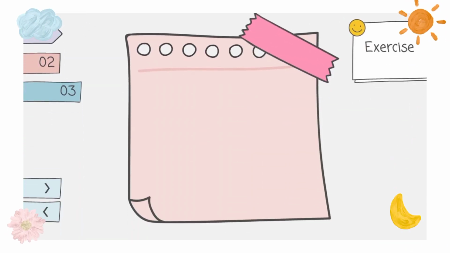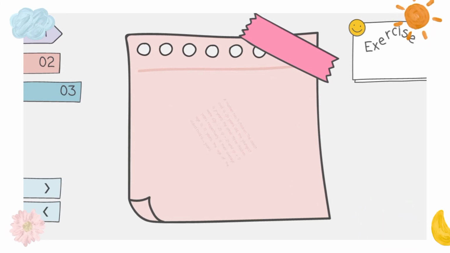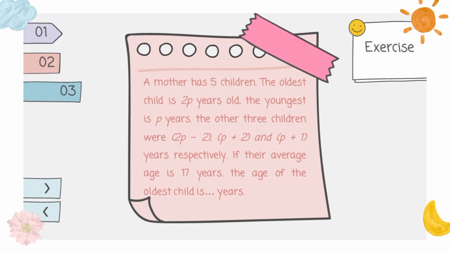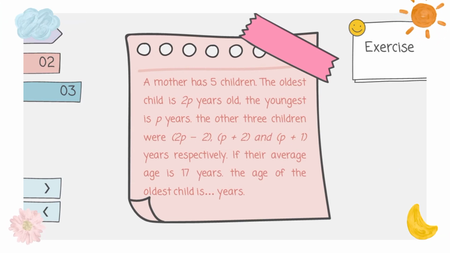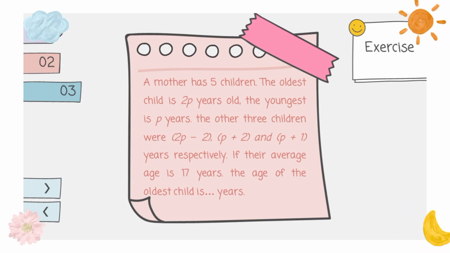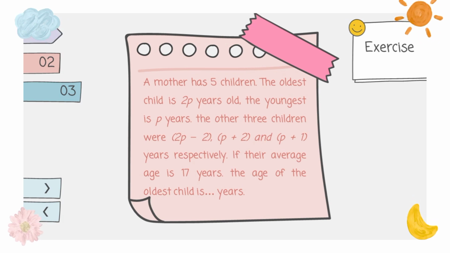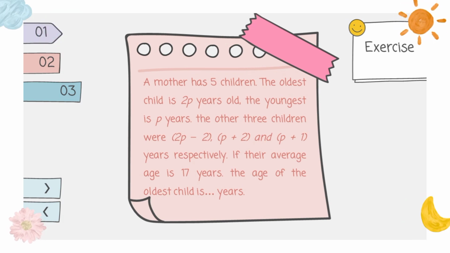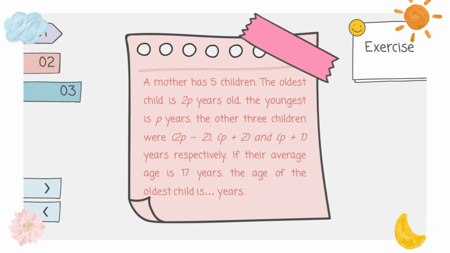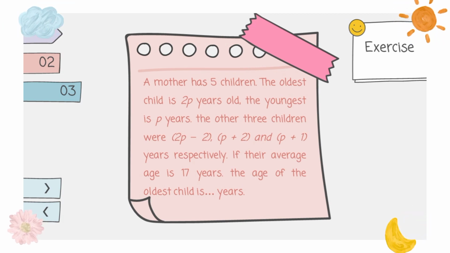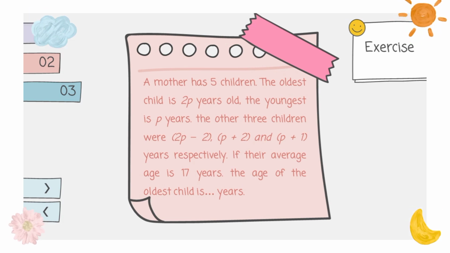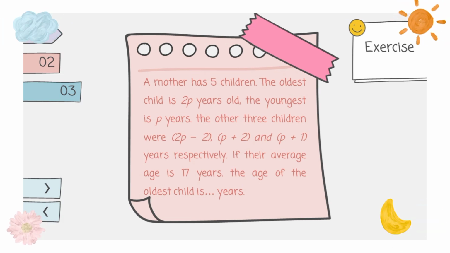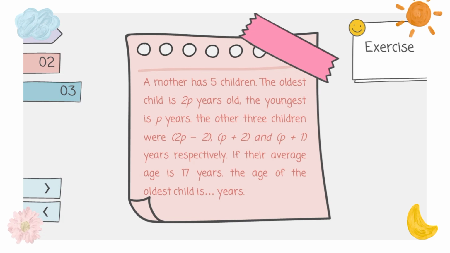Okay, we're going to go to an exercise again. So, a mother has 5 children. The oldest child is 2p years old and the youngest is p years. And the other 3 children are 2p minus 2, p plus 2, and p plus 1 years respectively. If their average age is 17 years, the age of the oldest child is how many years?